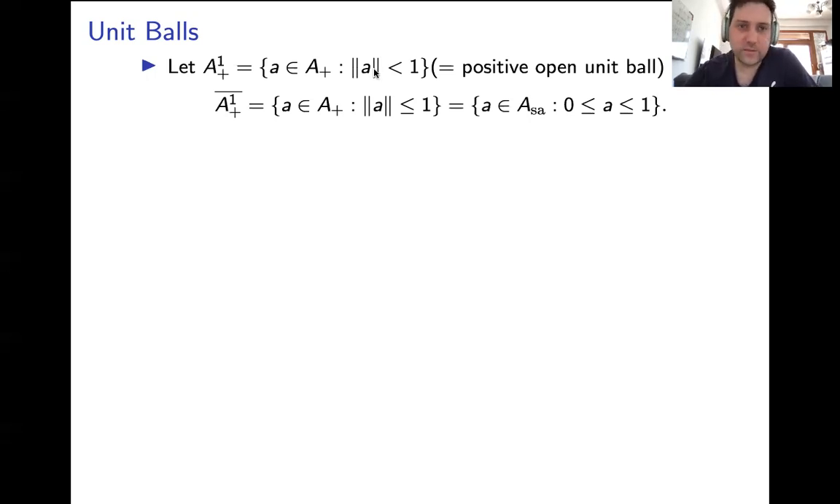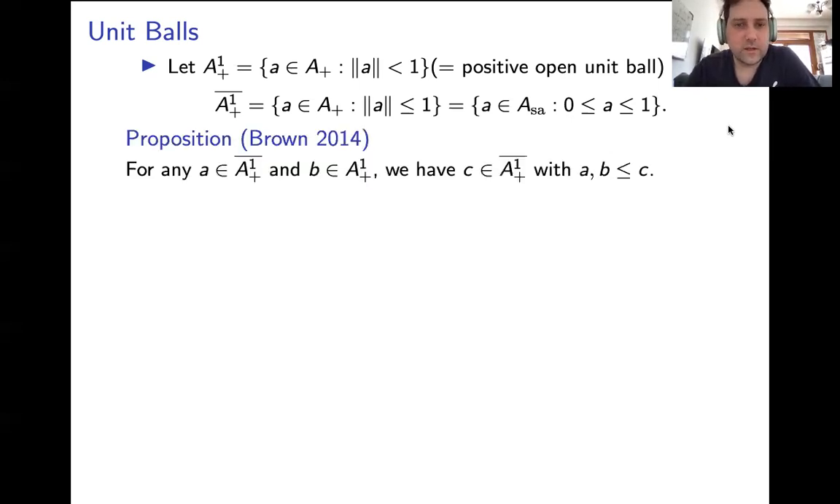And this is one thing. Then you can look at their closure, which is, of course, all those positive elements which have norm at most one, but possibly equal to one. Or, to put it another way, it's all those self-adjoint elements which in this ordering lie between zero and one, not necessarily strictly. Could be zero, could be one, but they lie in between. So these play a prominent role. And the key thing to note is that the open unit ball is directed.